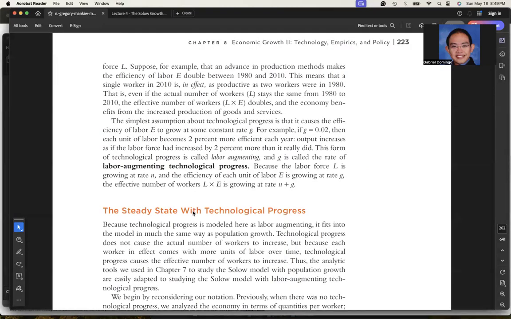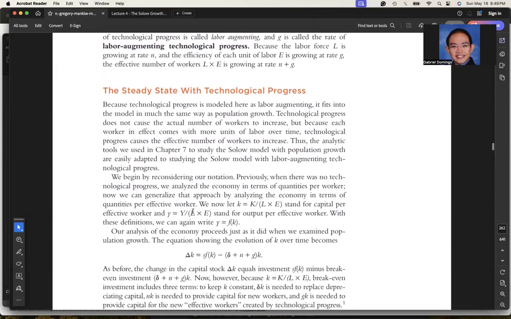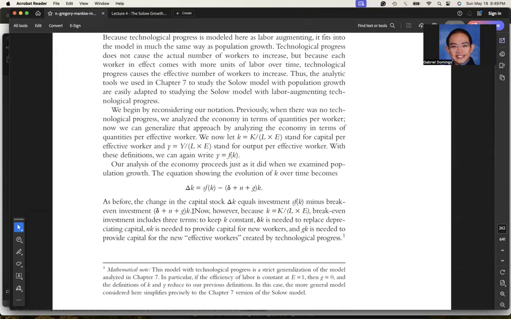Next, let's re-examine the equations for this general case where you have the growth in labor and the growth in technology. Look at the delta K equation. Your delta K equation is still S times F of K. Again, this is the investment equation, how K is growing over time. You're setting aside S percent of your output per effective worker to increase your capital per effective worker.